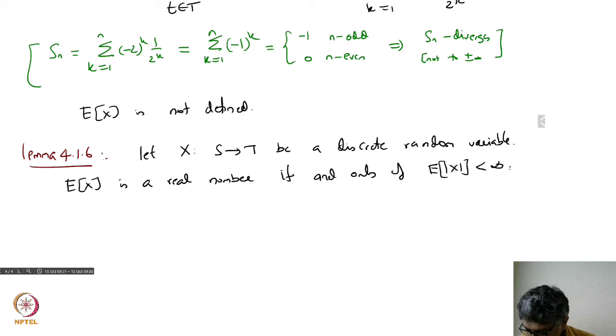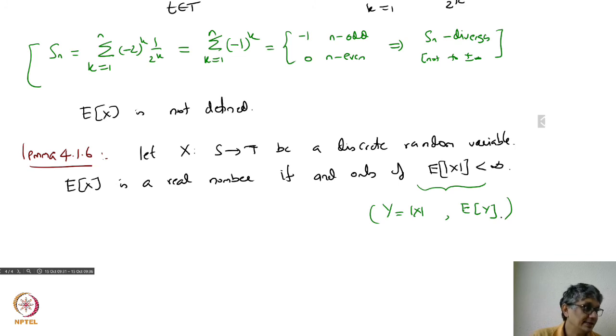What I mean by the statement is this: x is a random variable, and I take a random variable y equal to mod of x, the absolute value of x, and I consider E of y. If E of y is finite, then I know that E of x has to be finite, and vice versa. It's a nice, interesting fact: a random variable has finite expectation if and only if E of mod x is finite.